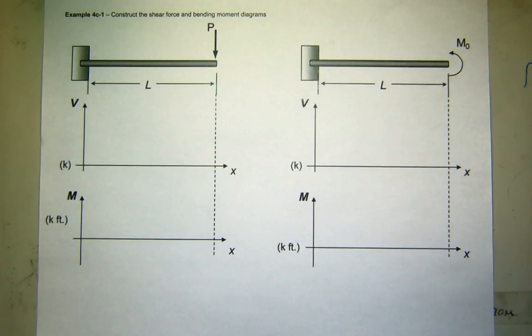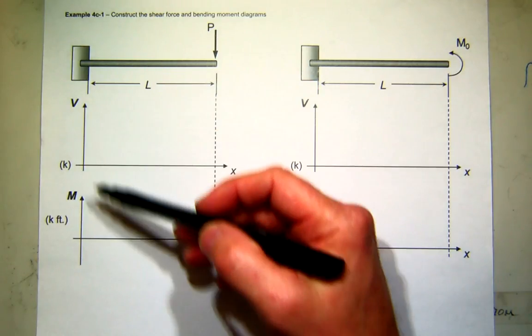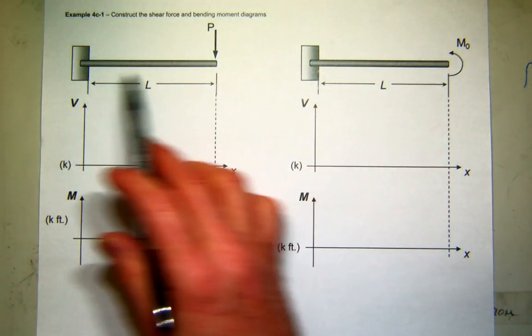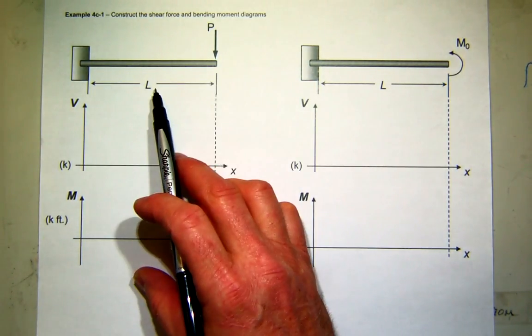Okay, so this is like some of the first shear force and bending moment diagrams that we're going to do. So let's go through these slowly and make sure we understand the process. So let's look at the one here on the left first. It's a cantilever beam with a load P at the end at a distance L.